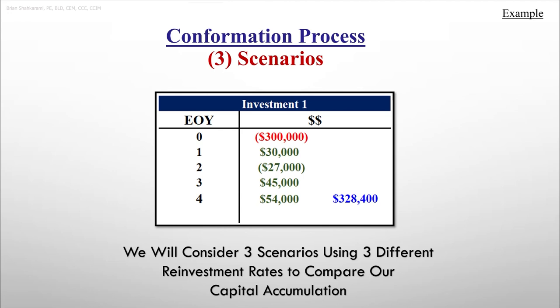For our understanding, since the internal rate of return for both investments is 10%, we'll consider 3 scenarios involving 3 reinvestment rates. We'll obviously consider our 10% internal rate of return as an anchor rate. However, we'll consider 2 other reinvestment rates, one below the 10%, or 9%, and one above the 10%, or 11%. We'll then go through the iterative process to equalize and conform each scenario, and at the end we'll compare the capital accumulation of our 3 scenarios against investment 2, and may the best one win.